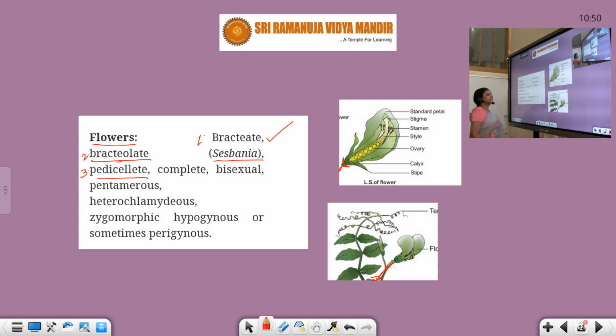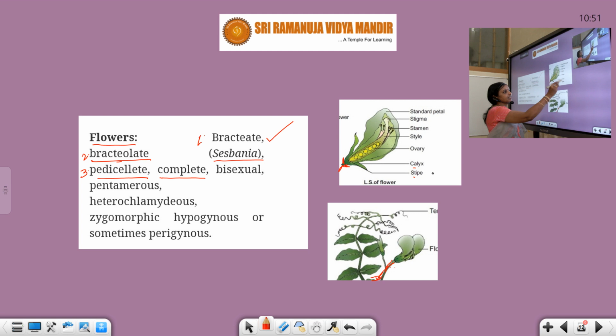Now the next thing, complete flower. What is a complete flower? If all the four whorls are present. That means calyx is present, corolla is present, androecium and gynoecium. Both essential and non-essential organs are present. That means it is a complete flower. So here you can see calyx is present. This is calyx and this part is corolla, and ovary, stigma, style and stamens. So all the four whorls are found. That is called a complete flower. So this flower is complete.